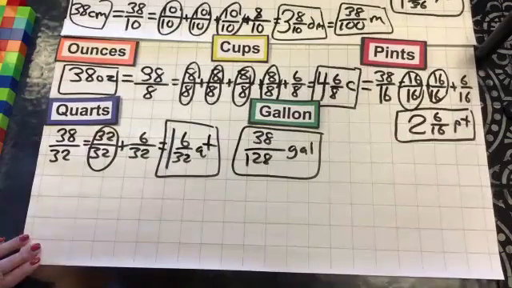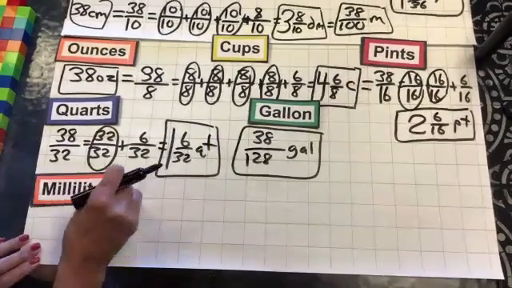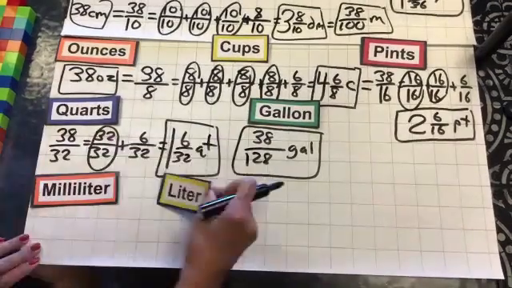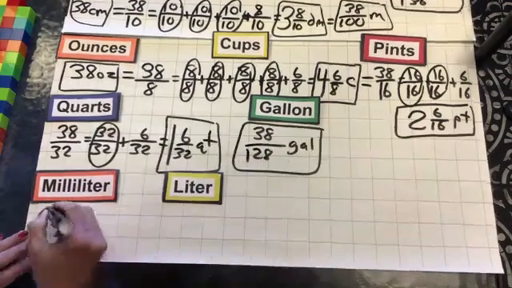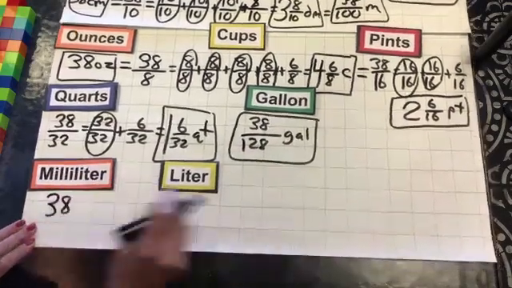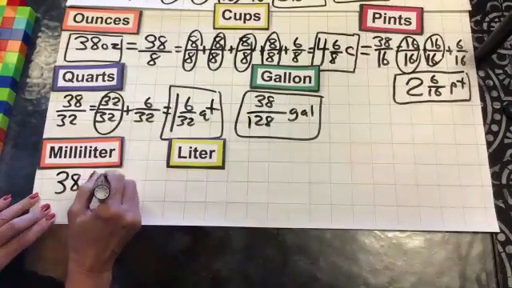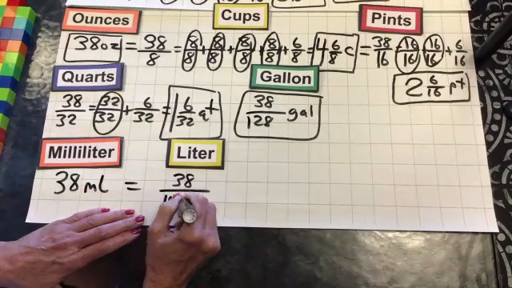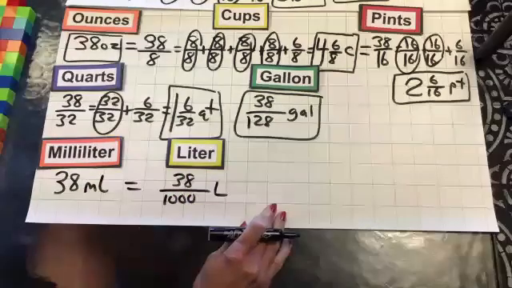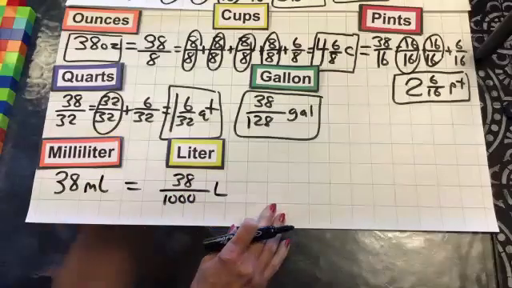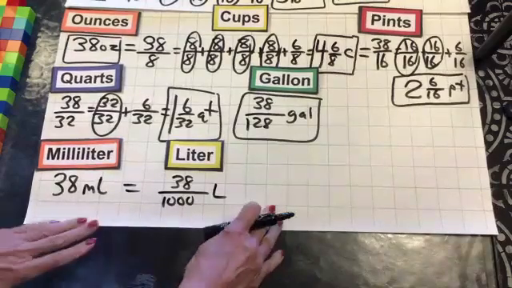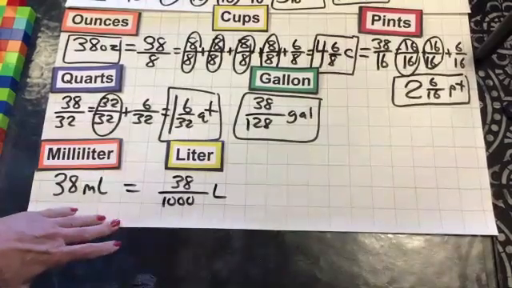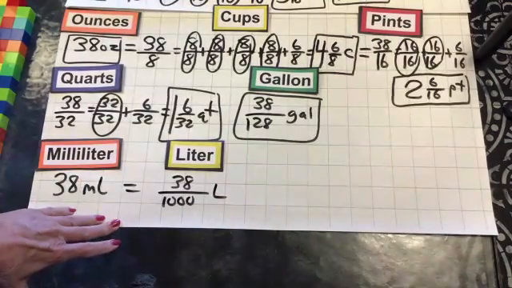Boom. And then last but not least, milliliters, our metric form of liquid measurement. So we have 38, I'm going to move this up, 38 milliliters, which equals 38 thousandths of a liter. And here we are done. Good job. Lots of good work there. Have a great day.